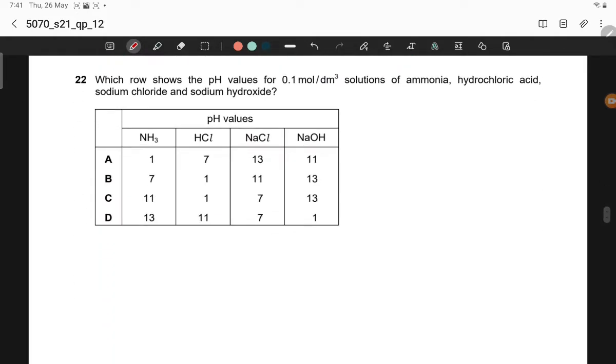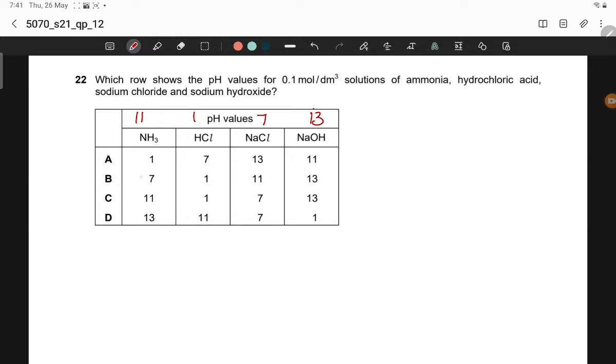Which row shows the pH values for 0.1 mole per dm cube solutions of ammonia, hydrochloric acid, sodium chloride and sodium hydroxide? Ammonia is a weak alkali, so pH is 11. Hydrochloric acid is a strong acid, pH is 1. Sodium chloride is a neutral salt, so its pH is 7. And sodium hydroxide, the pH will be 13, strong alkali.